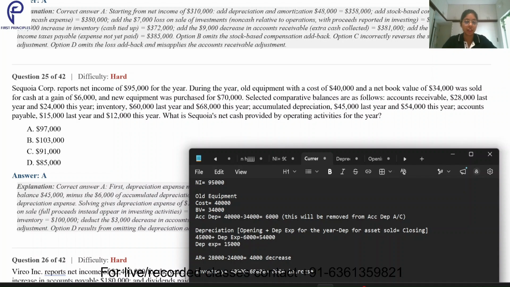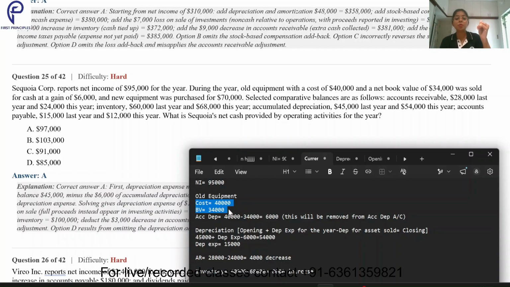Now Sequoia Corporation reports net income of $95,000. So net income of $95,000 is given. I have written that down. Then during the year, old equipment with a cost of $40,000 and a net book value of $34,000 was sold for cash at a gain of $6,000 and new equipment was purchased for $70,000. Okay, this much information is given about the equipment, but is all of it relevant? No, only a few parts. So old equipment with a cost of $40,000 and a net book value of $34,000 was sold. So the cost of the equipment is $40,000 and the book value is $34,000.